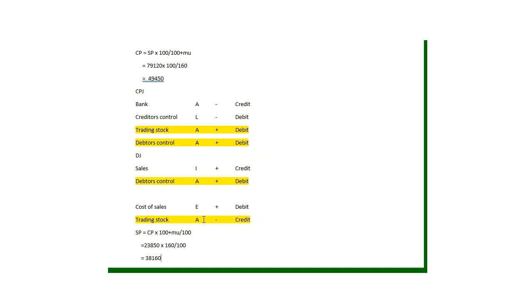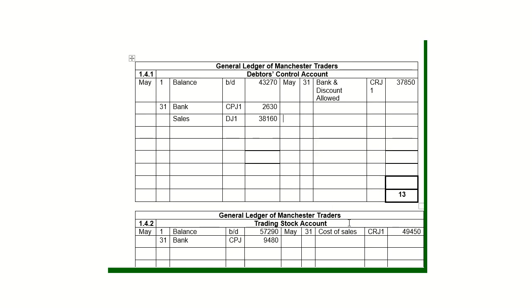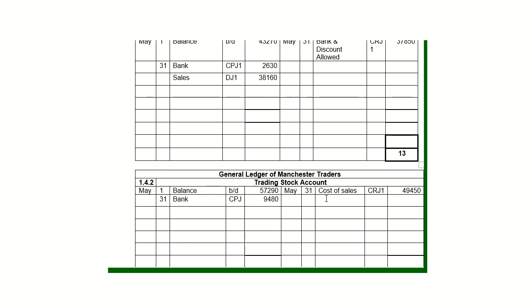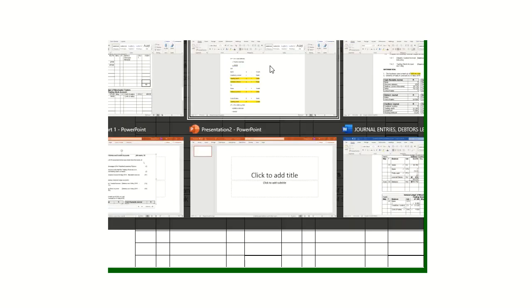The second is to credit trading stock and debit cost of sales. So go to trading stock on the credit side. I don't have to put anything in. It is still May the 31st. The opposite account, cost of sales. Cost of sales. Let's just go and see.